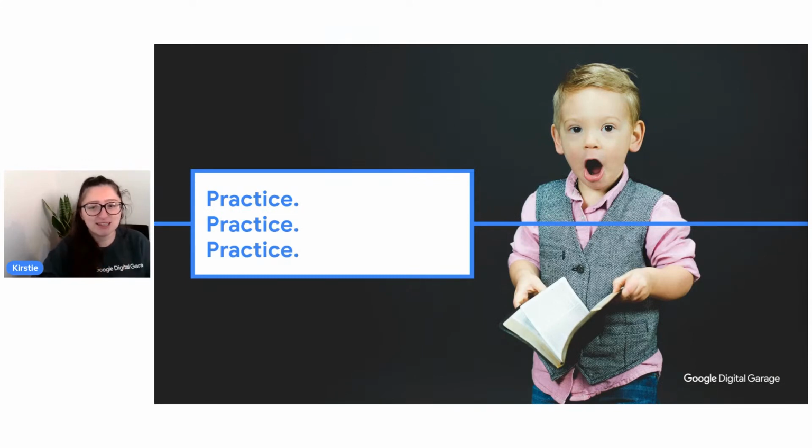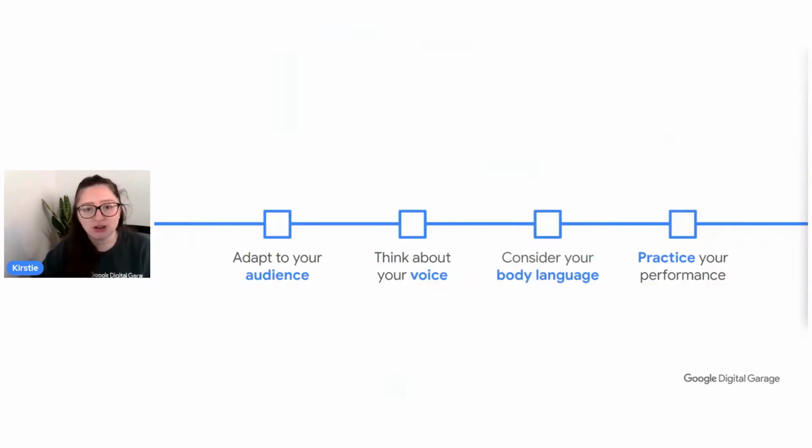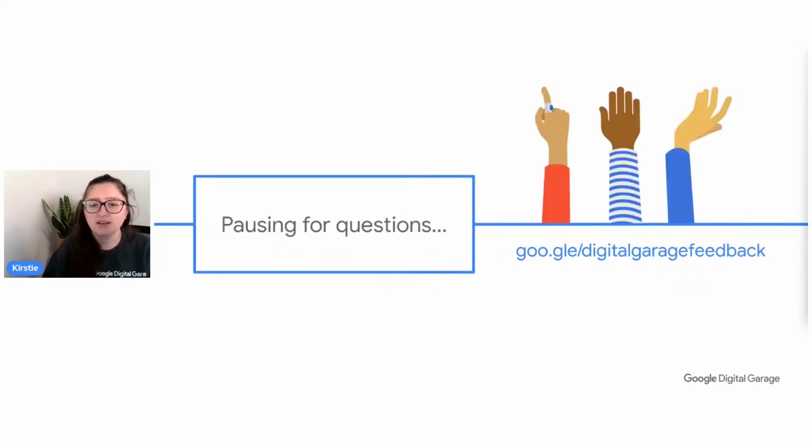But to finish up, practice, practice, practice. Remember my example of a violin. You're not going to be good straight away. To wrap up, adapt to your audience, think about your voice, consider your body language, and practice your performance. Go prepared. Understand exactly what you want to do.